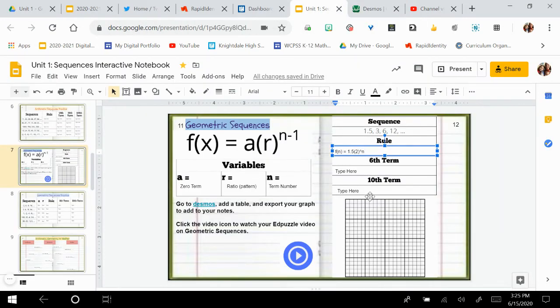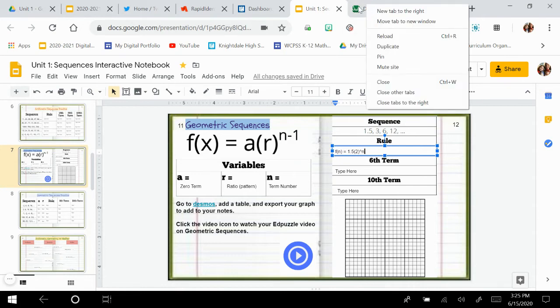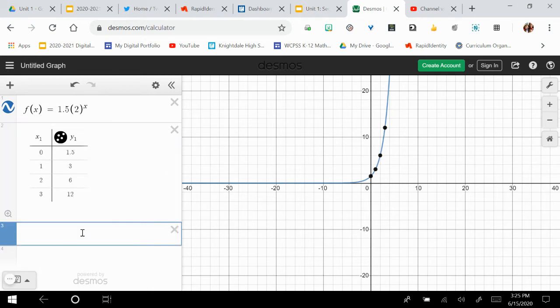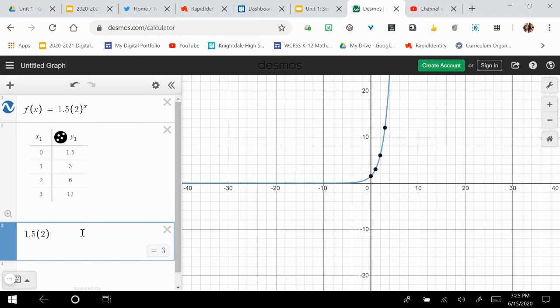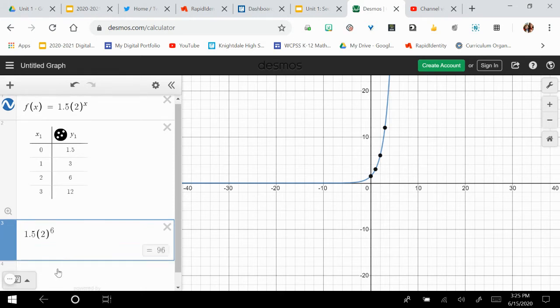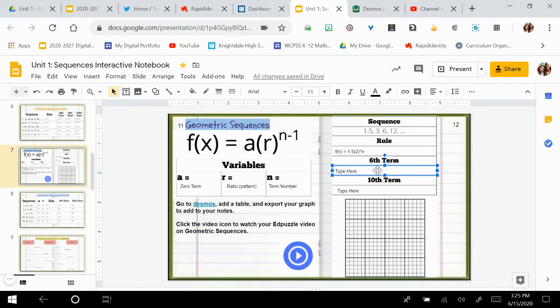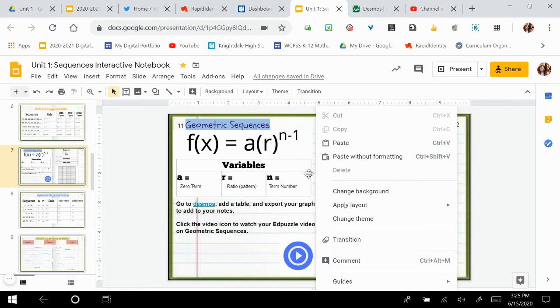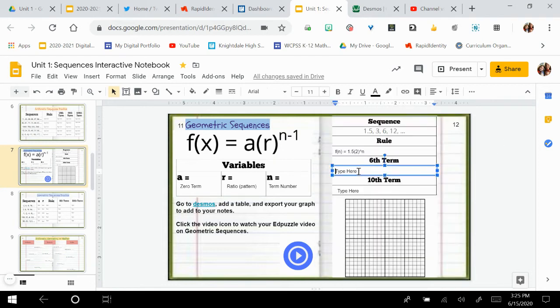Now remember, from arithmetic sequences, we can just plug it in, and then you can use your Desmos calculator to do that. Okay, so sorry, my headphone keeps falling. So I'm going to do the 6th term. So I'm going to do 1.5 times 2 to caret key 6. So that's 96. So my 6th term is 96.